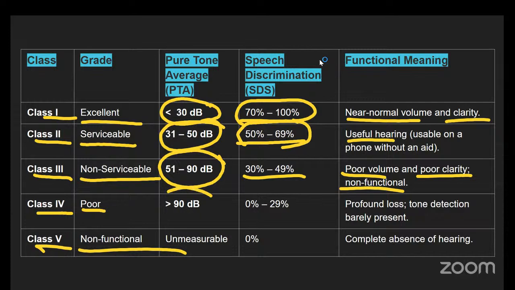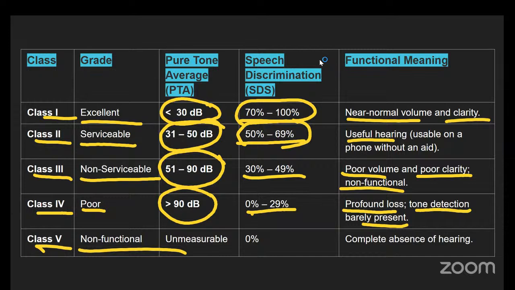PTA loss is more than 90 decibels, and the only speech the patient understands is 0% to 29%. This means there's profound loss. There is tone detection, but it's barely present. Class 5 is where the patient cannot hear at all, or the loss of pure tone average is unmeasurable, and there is 0% speech discrimination.